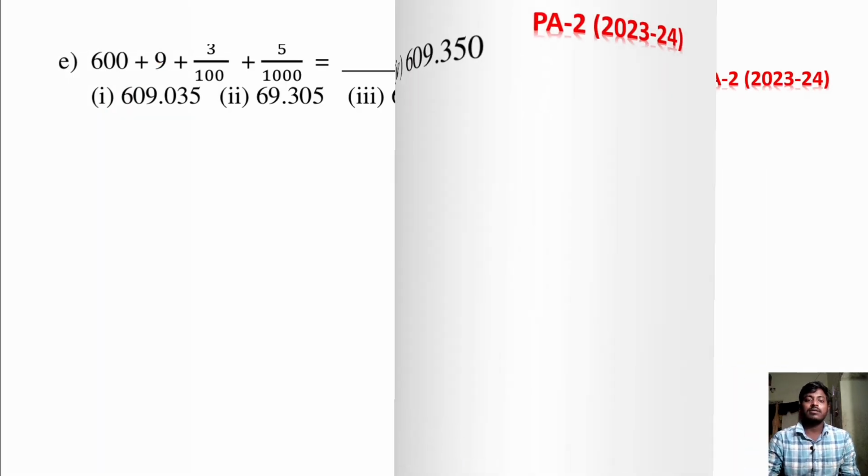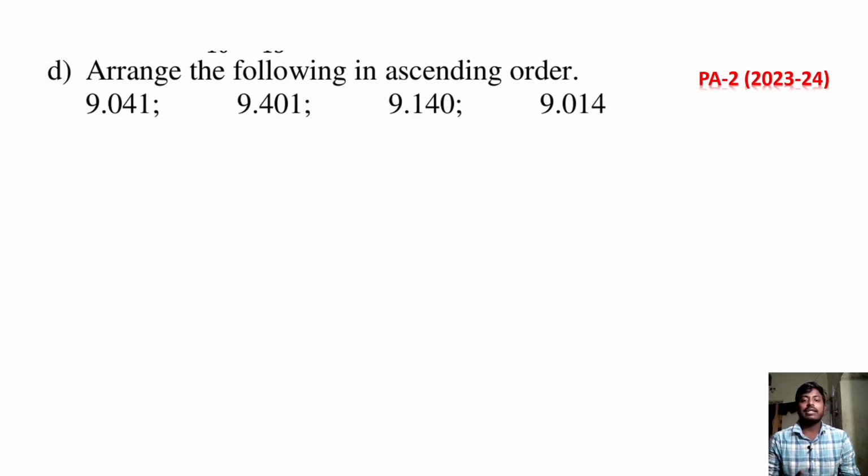Understand? Next question. Arrange the following in ascending order. Ascending order means small to big. So first we write the small one. Here all have 9. Now we check the tenth position, that is 0. Here are 4, 1, 0. There are 2 zeros. So first we check these 2. Now we check the hundredth position, that is 4. Here the hundredth position is 1. So this one is the smallest.